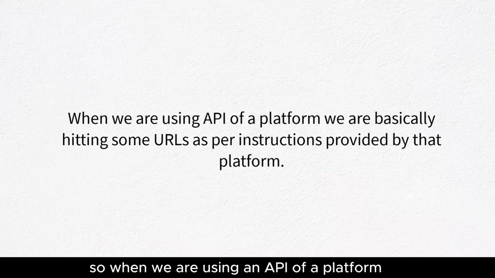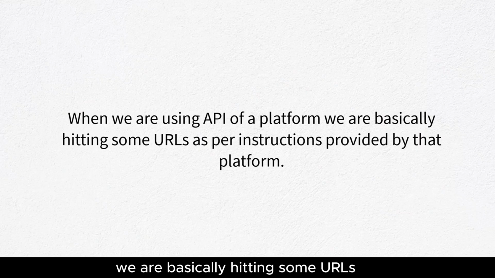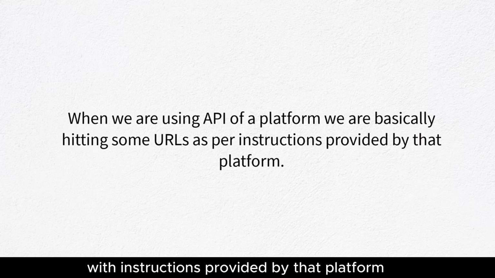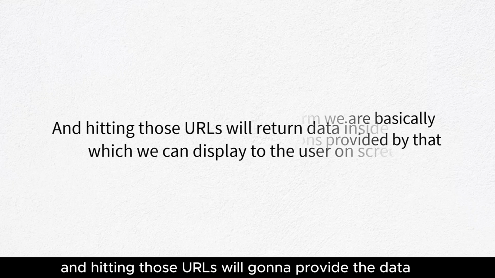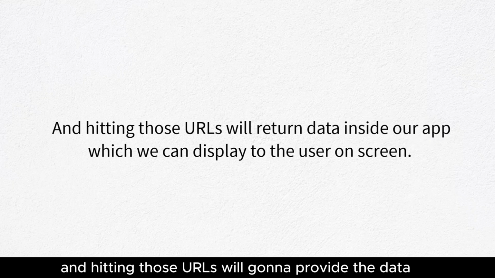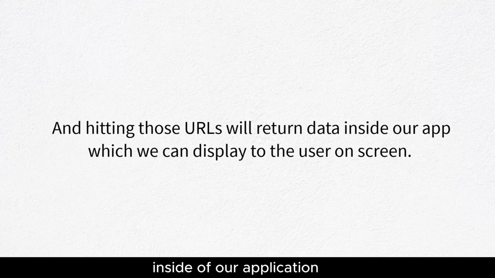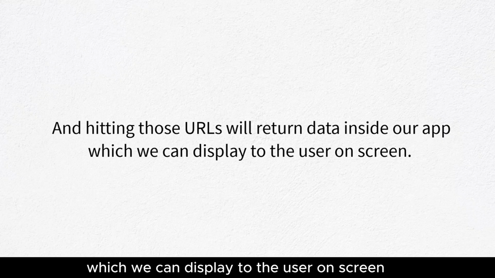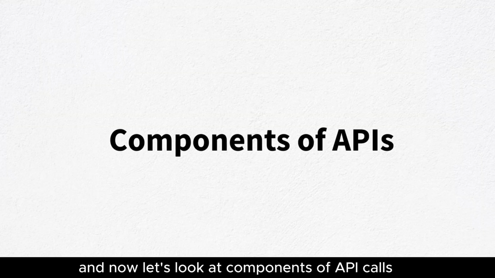So when we are using an API of a platform, we are basically hitting some URLs with instructions provided by that platform. And hitting those URLs is going to provide the data inside of our application, which we can display to the user on screen. And now let's look at components of API calls.